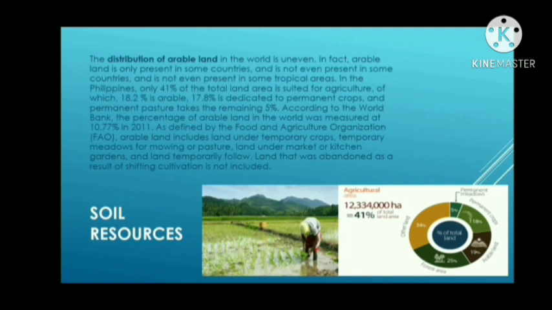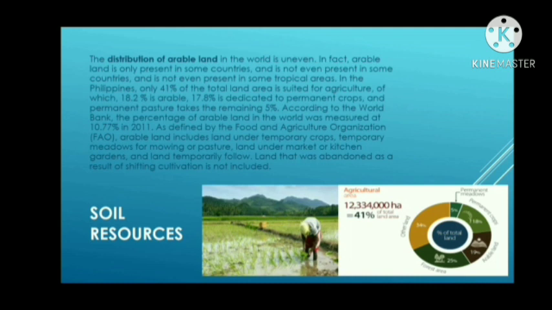According to the World Bank, the percentage of arable land in the world was measured at 10.77% in the year 2011, as defined by the Food and Agricultural Organization. Arable land includes land under temporary crops, temporary meadows for mowing or pasture, land under market or kitchen gardens, and land temporarily fallow. Land that was abandoned as a result of shifting cultivation is not included.